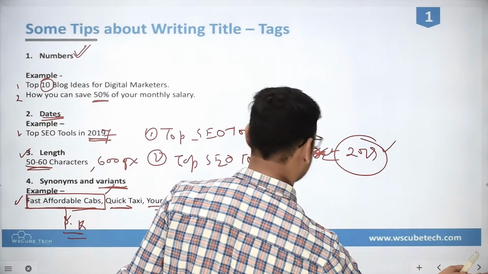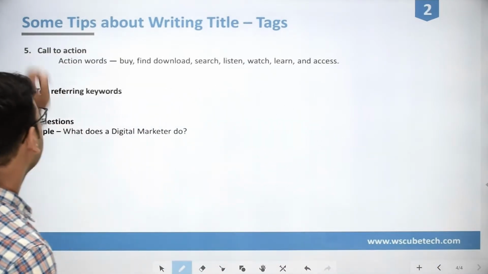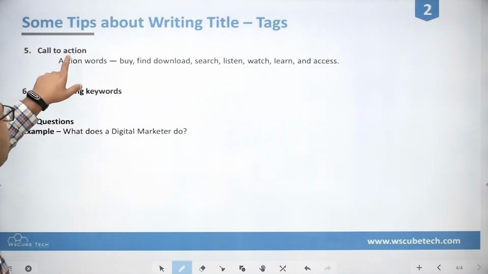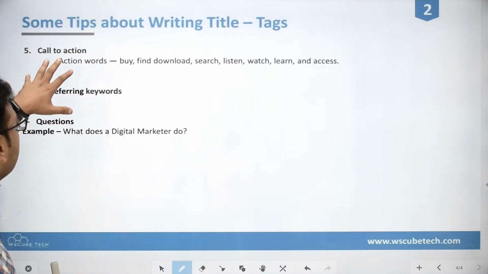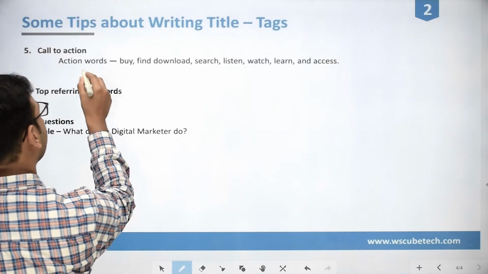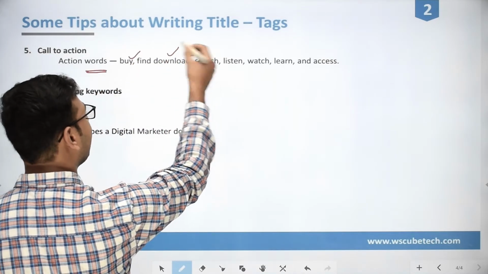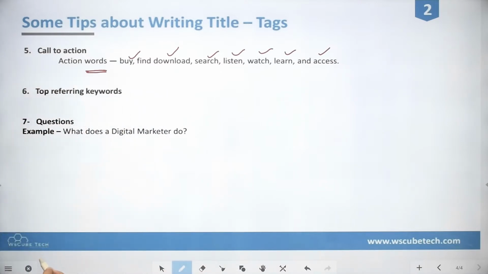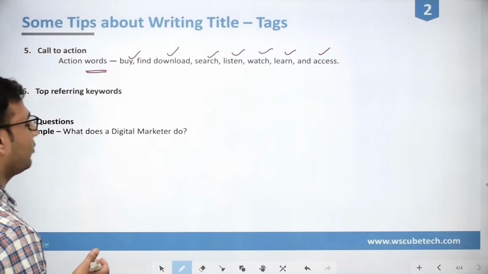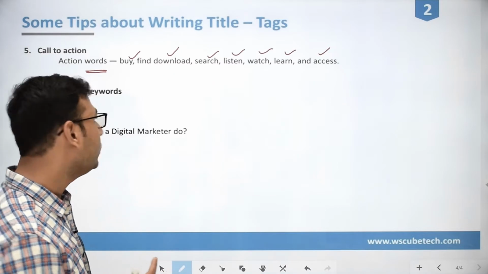So now let's see some other tips. The other tip is call to action. You can include a call to action that will definitely encourage users to click on the titles, right? So you can use different action-level words like buy, find, download, search, listen, watch, learn, and access. These are different call to action words. There are many. You can use any of them depending on what kind of title you are going to create.